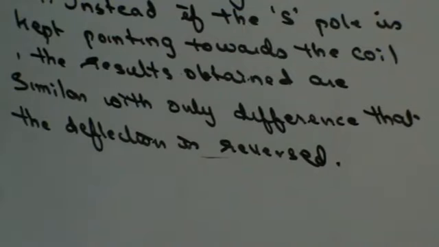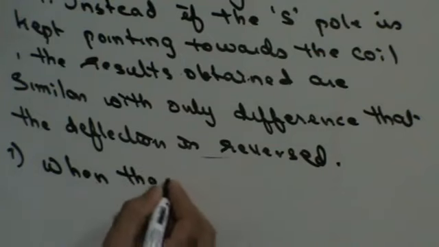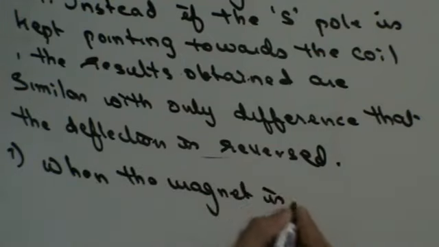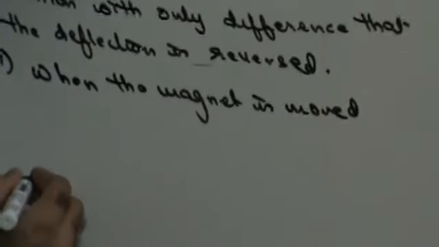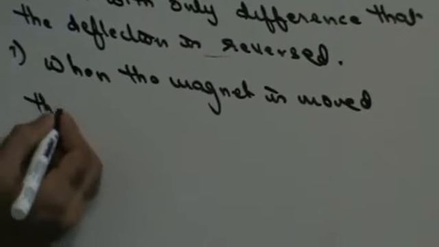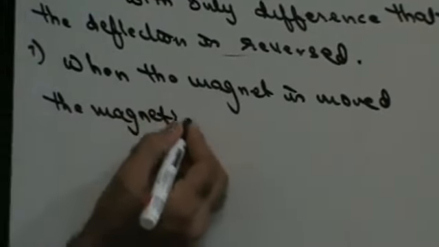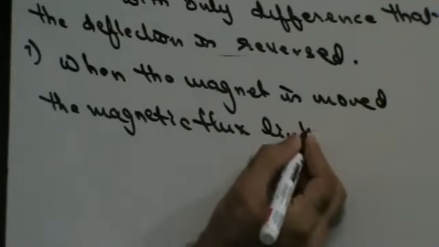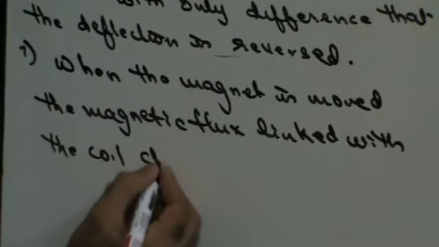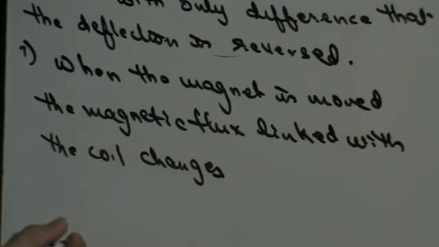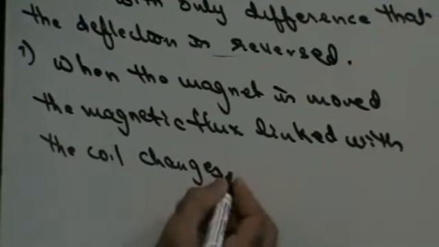So here what we see is that when the magnet is moved, the magnetic flux linked with the coil changes, right? And this change in magnetic flux produces EMF.